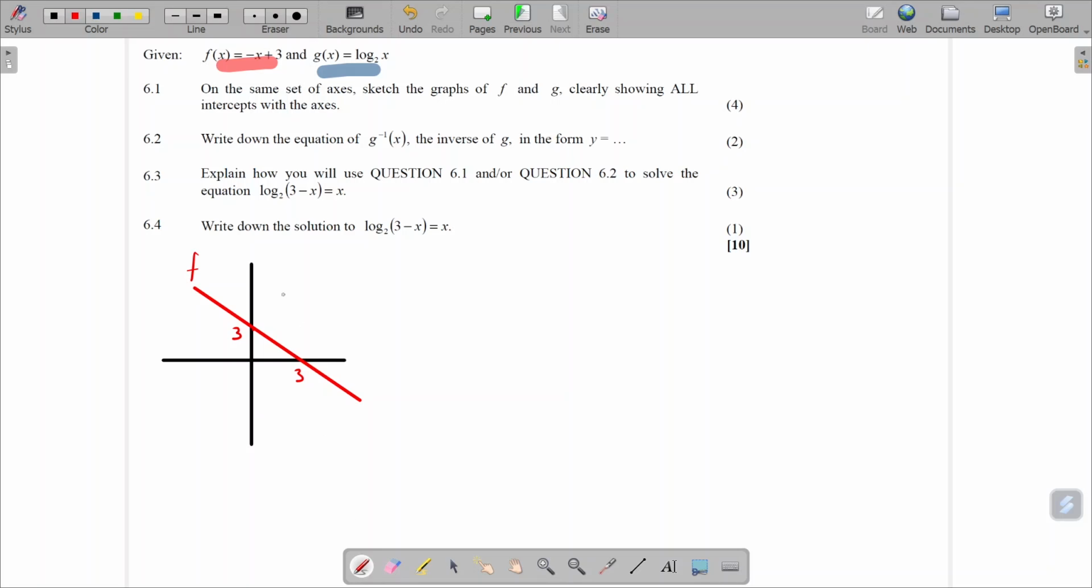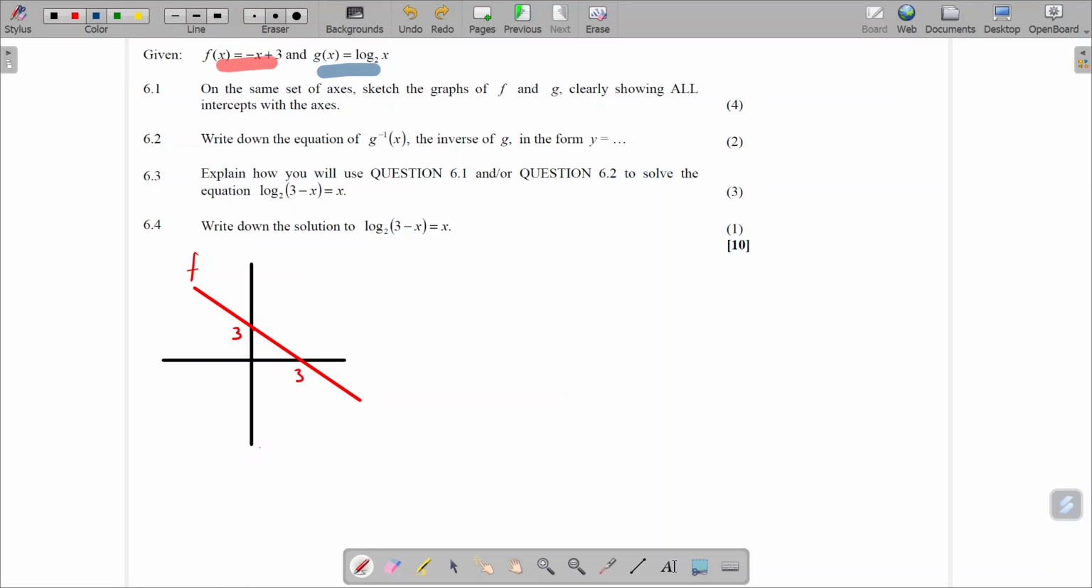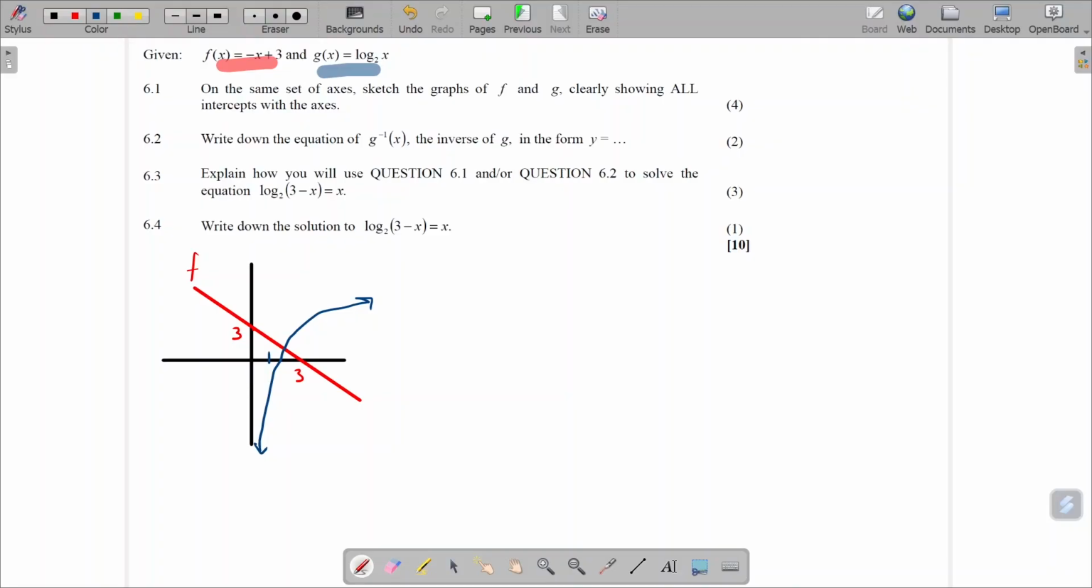If we are looking now at g of x equaling log base 2 of x, we know that this is going to have this typical shape. Sorry, wrong color. It's going to have this typical shape. Okay, and it's going to have an x cut at 1 because there's no transformation, there's no shift on this function. Okay, so clearly showing all intercepts with the axes. Well, the blue function, the log function, is asymptotic to the y-axis, so it never cuts the y-axis, so there's no y cut to it. It's got an x cut, which we have labeled.